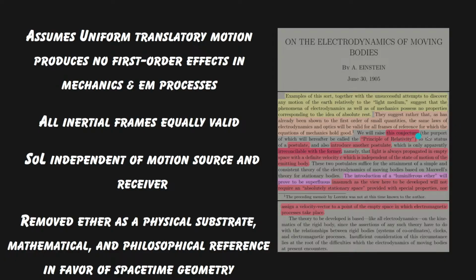It can't supersede the classic theory unless it can replace it and give an explanation as to why there's no velocity difference. Because the important part here, right, if you're in a fluid medium, all motion is going to be relative to that medium. So he's literally decapitating it right here. It's like, this will not require an absolutely stationary space for the motion to be relative to, provided with special properties, nor are we going to assign velocity vectors to a point of empty space in which electromagnetic processes took place.